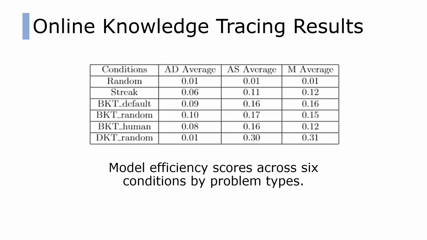To better compare across models, we introduced an efficiency score by taking the predicted correctness at the end of training divided by the number of opportunities each student received for each KC. We then average over students to get an efficiency score for each KC. Finally, we average over KCs within each problem type. This table demonstrates 3 model efficiency scores for each of the 6 models. The bigger the value, the more efficient the model is. The model efficiency score complements accuracy and provides more information for use in selecting the best knowledge tracing approach.